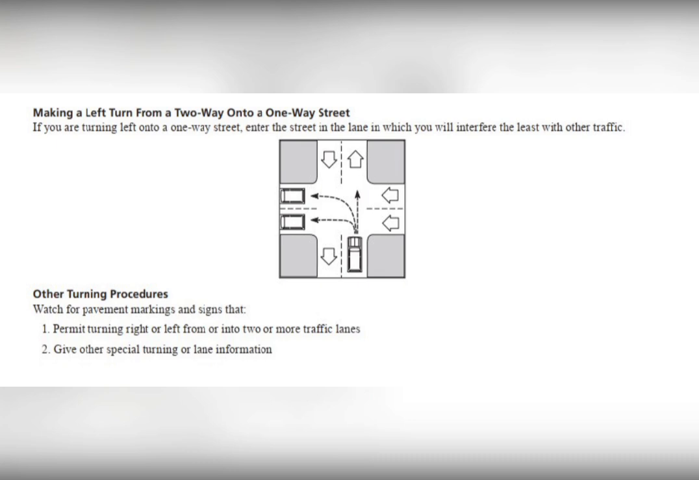Other turning procedures. Watch for pavement markings and signs that: 1. Permit turning right or left from or into two or more traffic lanes. 2. Give others special turning or lane information.